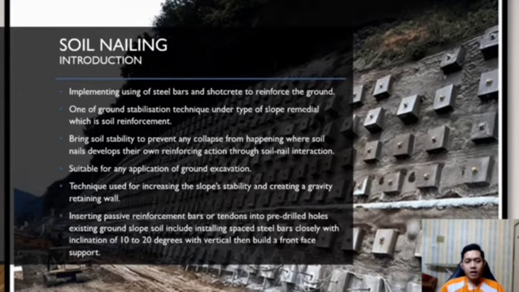At last, these techniques involve inserting passive reinforcement bars or tendons into pre-drilled holes. In the existing ground slope soil, this includes installing closely spaced steel bars with an inclination of 10 to 20 degrees with the vertical, then with a front face support.